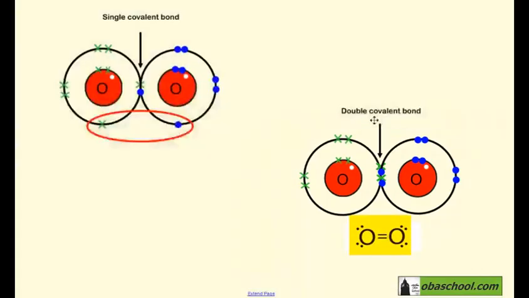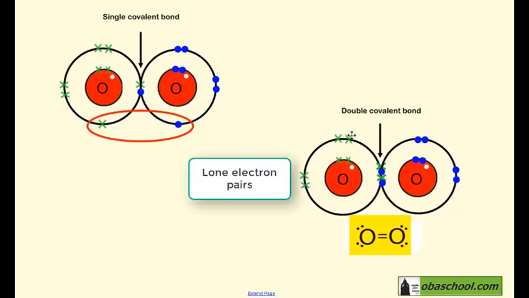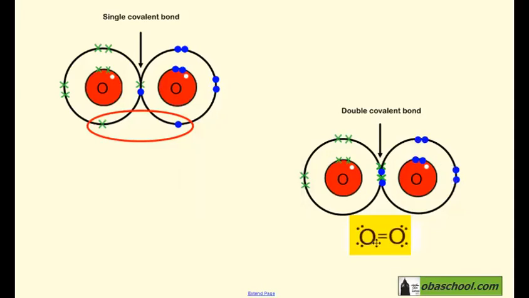This is how we represent a double covalent bond: two parallel dashes between the two oxygen atoms representing two shared pairs of electrons, and the dots around the oxygen atoms are the pairs of electrons that are not shared. We call them lone pairs, and this was the double covalent bond formation in oxygen molecule O2.